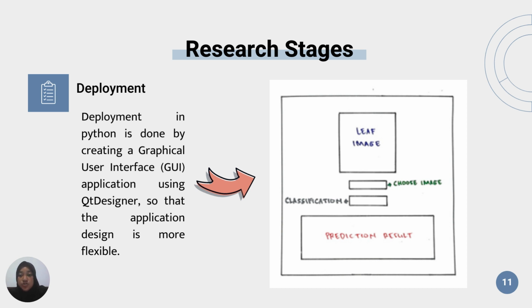Deployment is intended to make it easier for users to understand the process of identifying healthy tomato leaf, leaf blight, and to spot spider mite by utilizing tomato leaf images. Deployment in Python is done by creating a graphical user interface application using Qt Designer so that the application design is more flexible, including image input and accuracy results on image, such as figure 5.